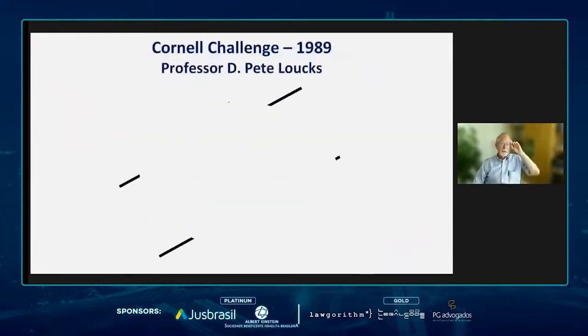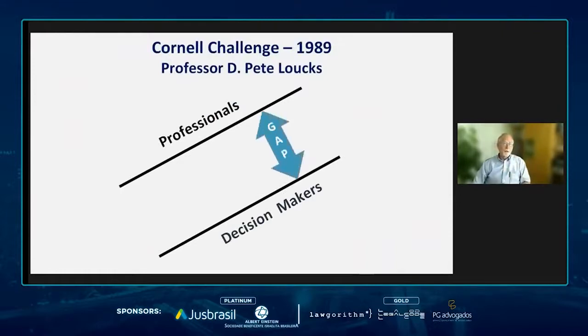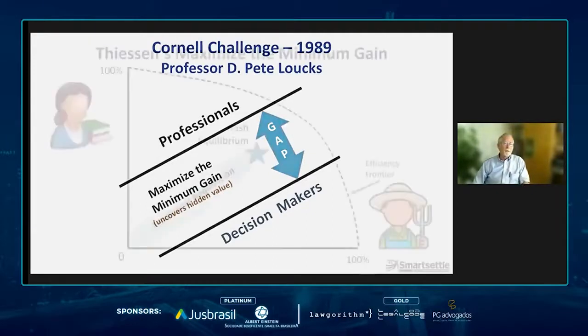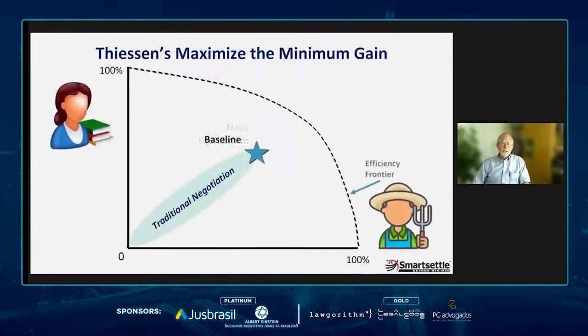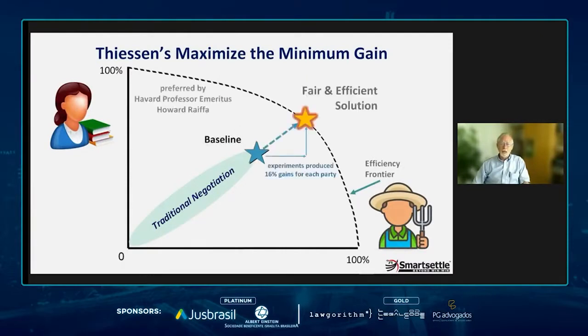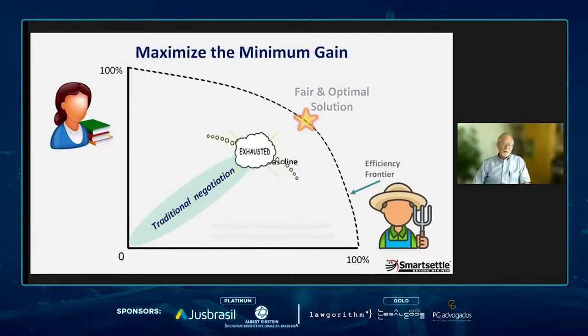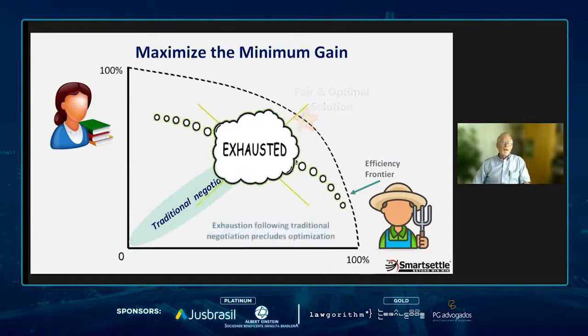Unaware of Nash's solution, my major advisor at Cornell University gave me a challenge, and I invented maximize the minimum gain. My experiments predicted 16% gains for each party. And the late Harvard professor emeritus Howard Raiffa, considered then to be a leading expert, published a preference for this algorithm. But unfortunately, further research showed that this method was incomplete. Negotiators are very attached to the baseline and too exhausted to go further.